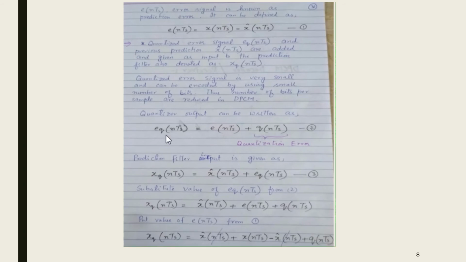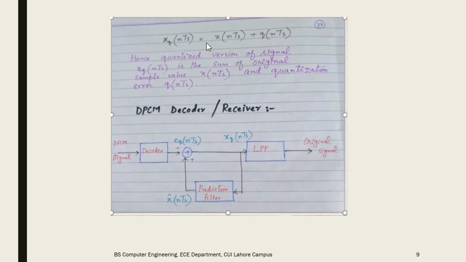Now put the value of e of nTs from equation 1 in this equation, and we can see that X bar of nTs will be cancelled out with minus X bar of nTs, and we are left with Xq of nTs is equal to X of nTs plus Q of nTs. This equation shows that the quantized version of the signal, Xq of nTs, is basically the sum of the original sample value X of nTs and the quantization error Q of nTs. So this is the result which we get from this.